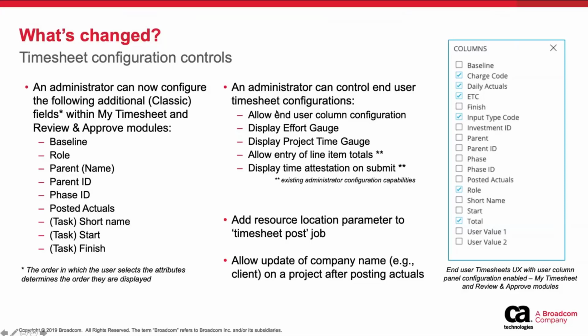Should you enable end user column configuration, the view on the right here is the column panel that shows up on the My Timesheet and the Review and Approve modules. There's a little bit different user experience on the Timesheets Grid, and also navigating into the system and updating that, company name is now available there.